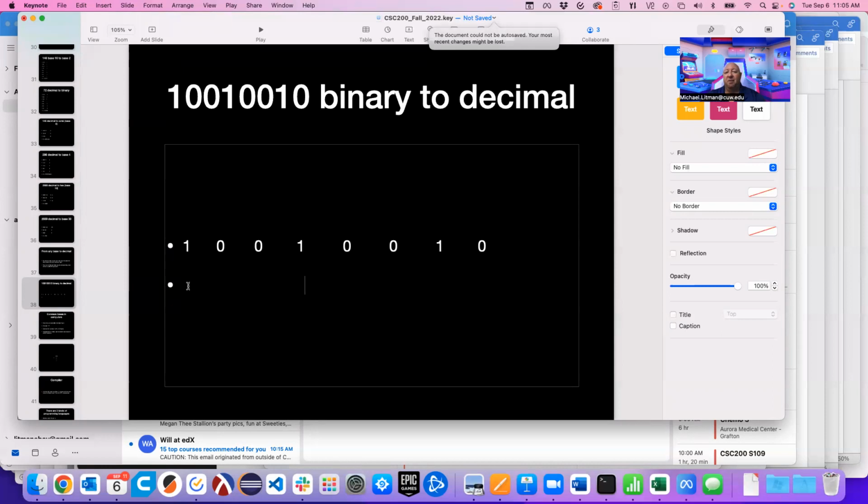So I'll write it from left to right since it's easier to write it that way on here. So this is the 128's place. This is the 64's place. This is the 32's place. This is the 16's place. This is the 8's place, the 4's place, the 2's place, and the 1's place.